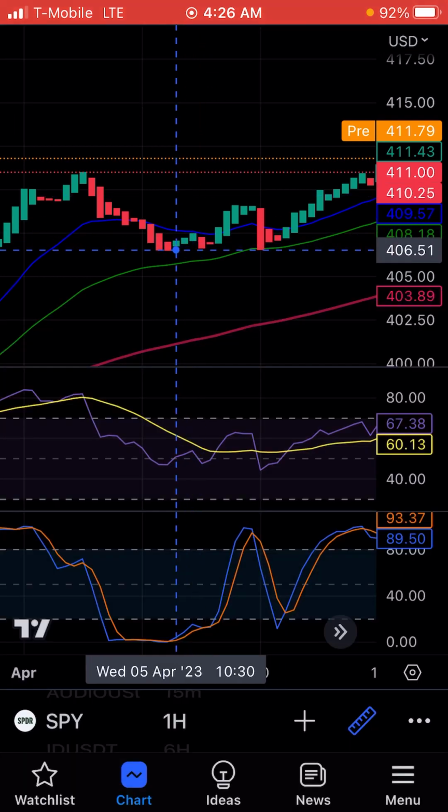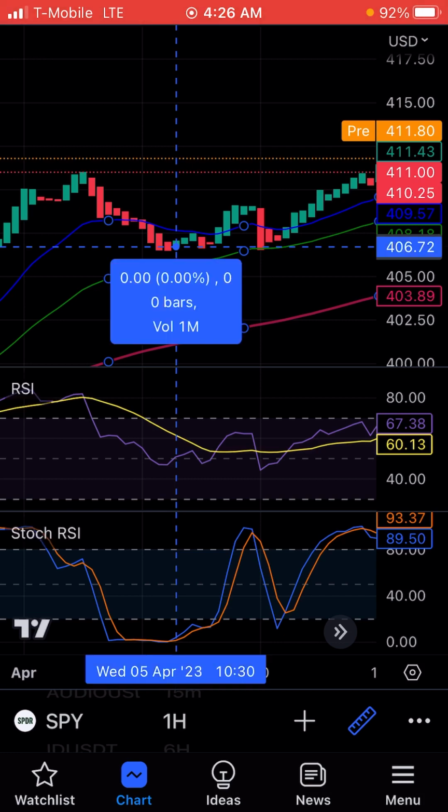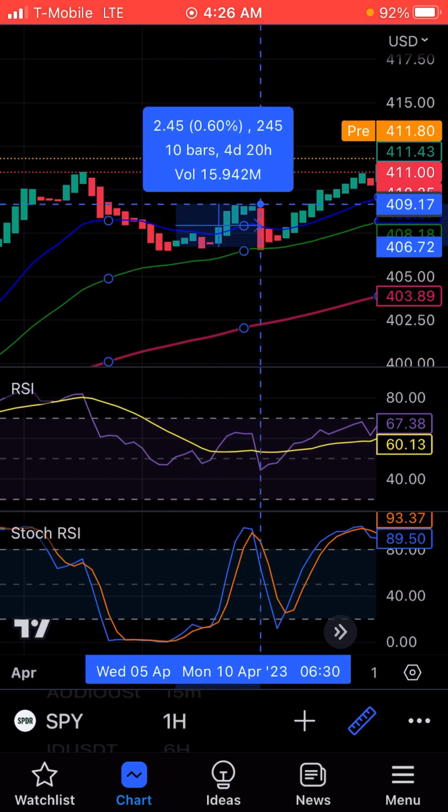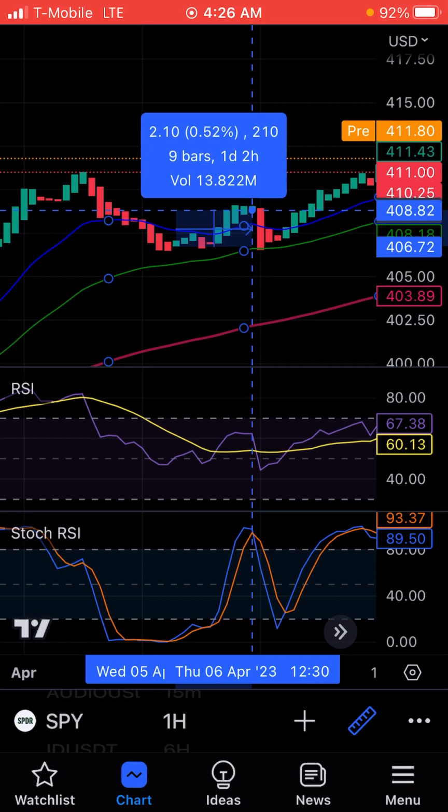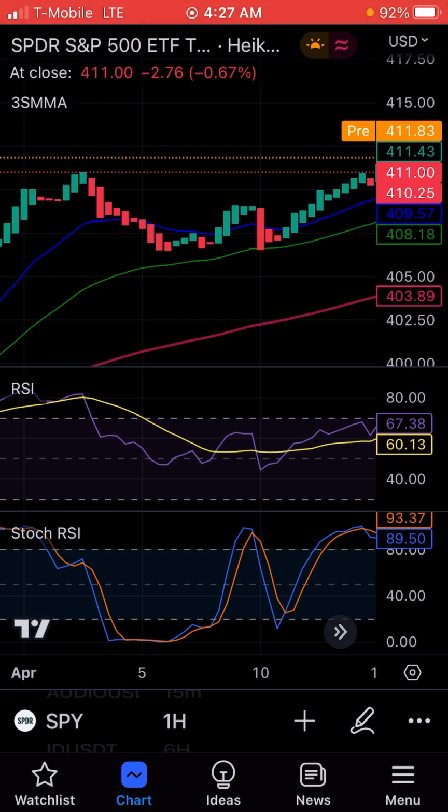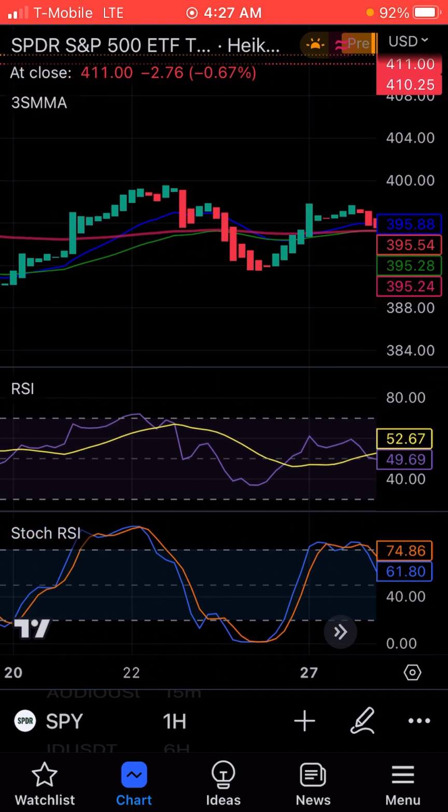You get in right here, and then you would exit when, since you're doing a call, you want to wait for the purple line to touch the yellow line on the top. So ride that out right about here. You see it with the regular RSI. That is a $2 difference in price. That's about $100.